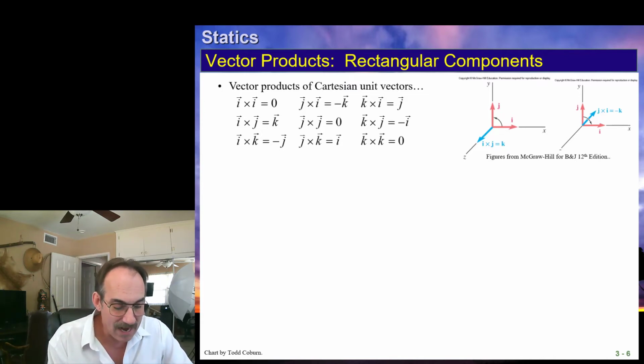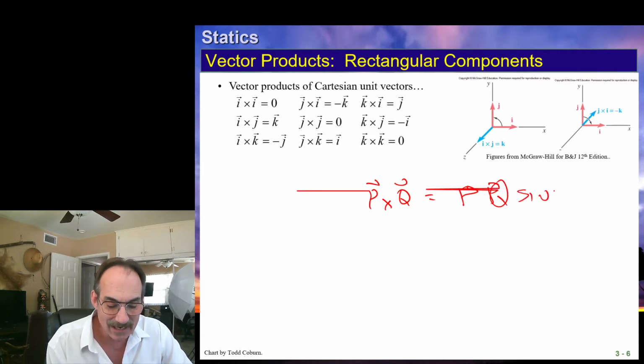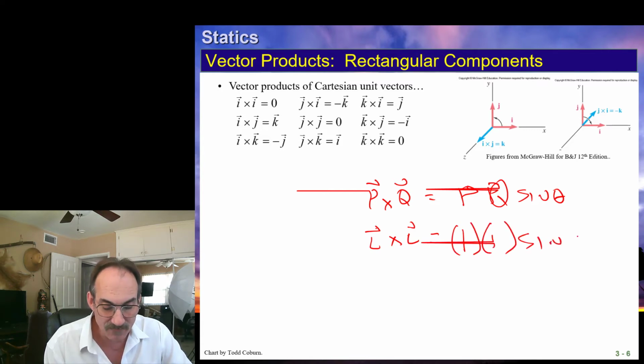Remember, we're defining this cross product P cross Q, both of these are vectors, as the magnitude of P, the magnitude of Q, sine theta. What this means is, if we take the cross product of I cross with I, these are unit vectors, right? So the magnitude is 1 times the sine of the angle between them. The sine of the angle between I and I is 0. Therefore, this is 0. That means all this stuff is 0.